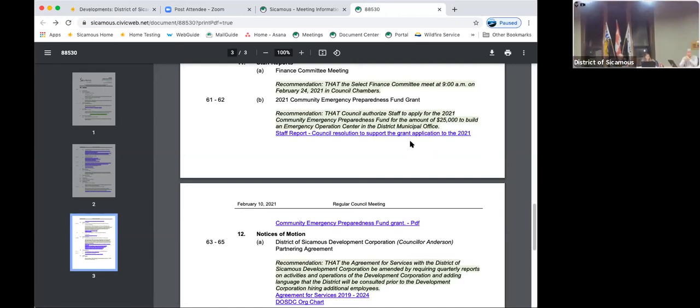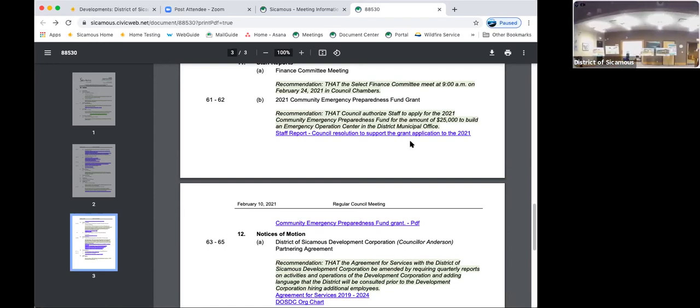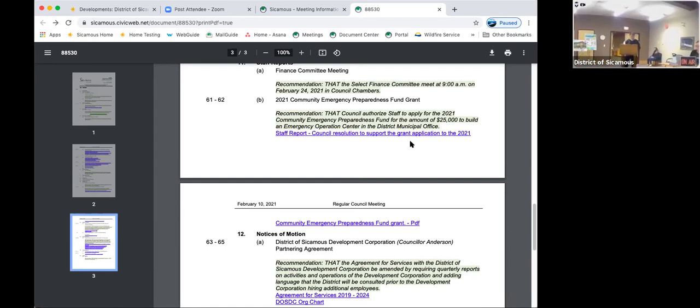Thank you, through the chair. So the purpose of this grant is to create an emergency operations center for the District of Sicamous. At present time, we don't have one, not as a designated location, and part of the grant application is also doing the training to make sure that we're able to make this a functional emergency operations center.